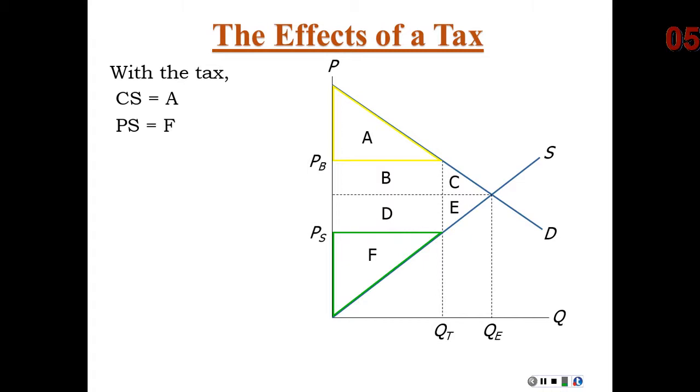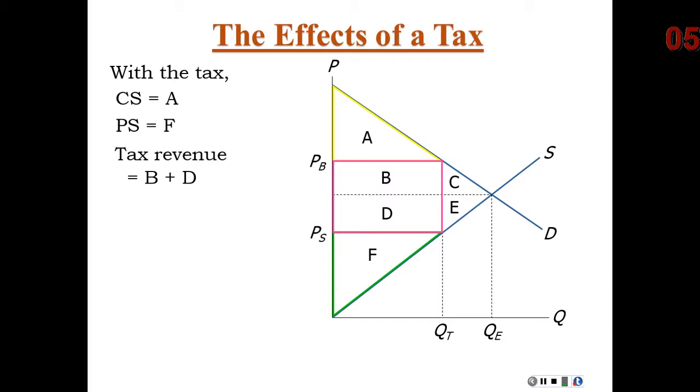Notice that producer surplus after the tax has gone down by the amount D plus E. Okay, now, what would be tax revenue? Would there be any tax revenue? Well, sure there would be. It would be QT times the size of the tax, the difference between PB and PS, so it would be the letters B plus D.